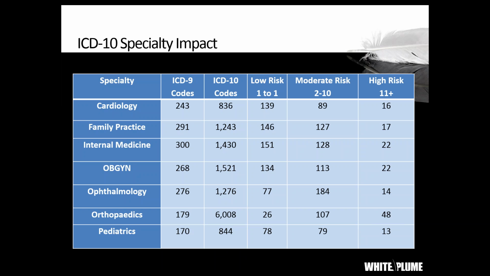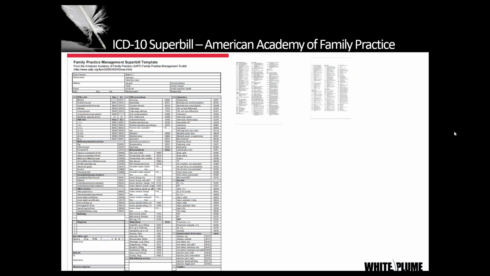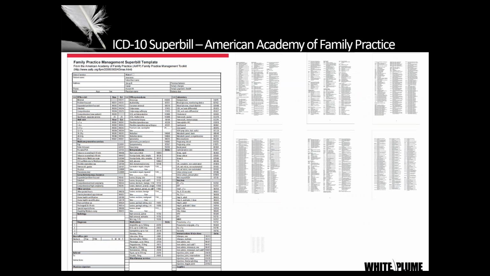But that's why the paper encounter form won't work. There's not enough space, and it's not a practical solution to try to do what the American Academy of Family Practice recommended, which was take what is today a 2-page document and turn that into an 8-page superbill in ICD-10. That's bad for your providers, and it's bad for your revenue cycle. So that's the problem that we're trying to solve. And we want to do that in a way that fits into your workflow, that requires very little physician training.